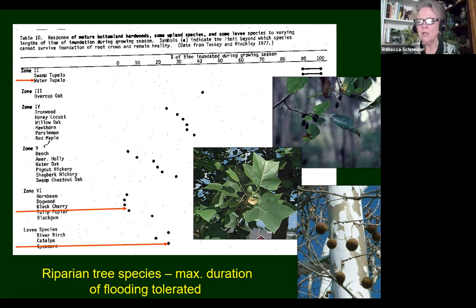There are species like bald cypress and water tupelo. That's a photo of the water tupelo in the top right. They can actually handle, once they're established, germinate, they can handle being flooded 100% of the growing season for years and years. It's just during the seed germination phase that they need to have a drawdown.